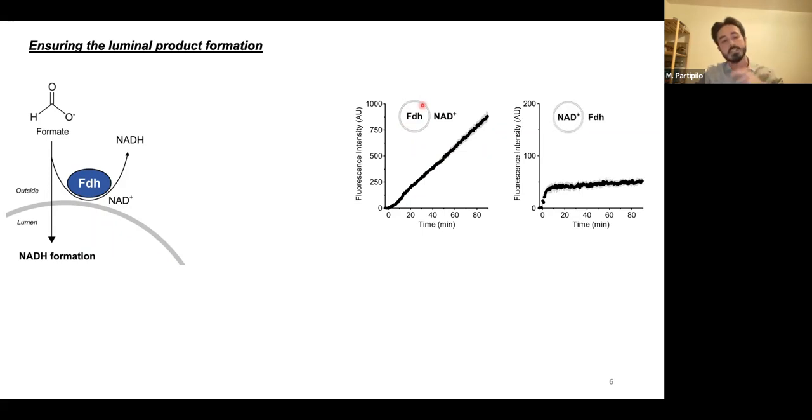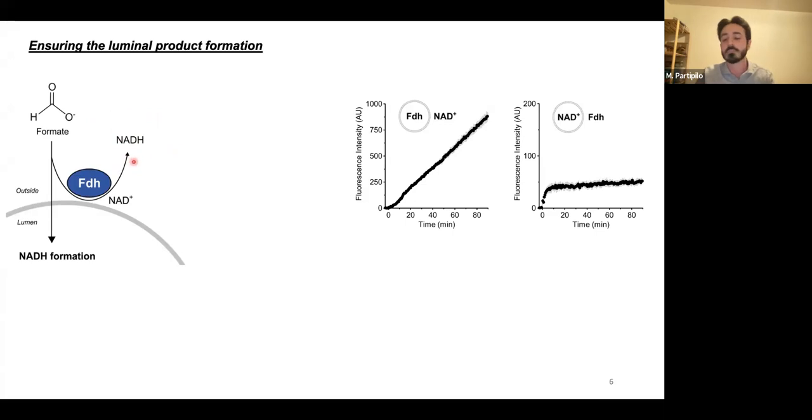And also when we tried the other configuration, when we had the spatial separation between the encapsulated cofactor and we had external protein, and we added formate, we saw the immediate reduction of the small portion of NAD+ that was still sticking on the outside, that then, of course, kept its value of fluorescence quite constant because all the fraction was reduced.